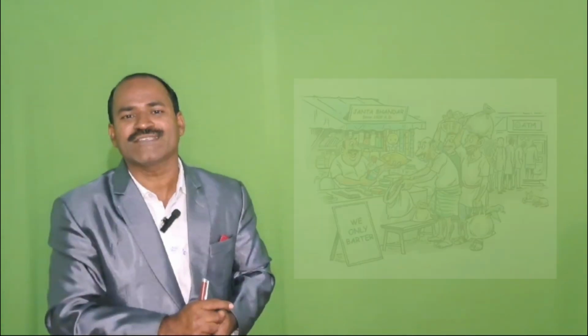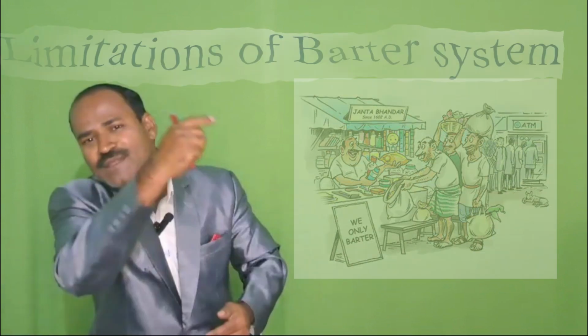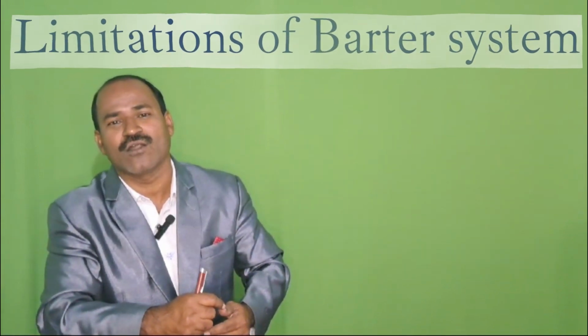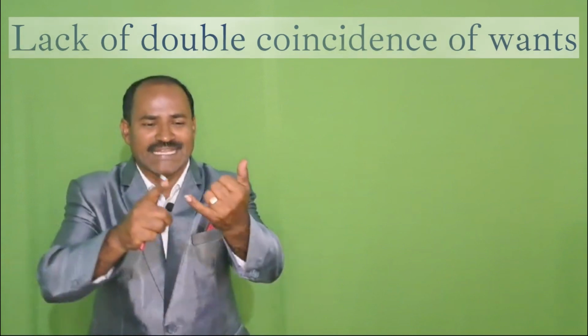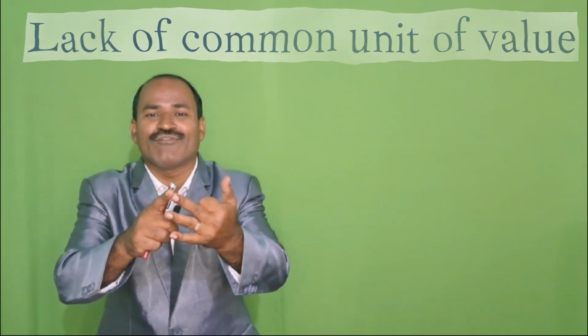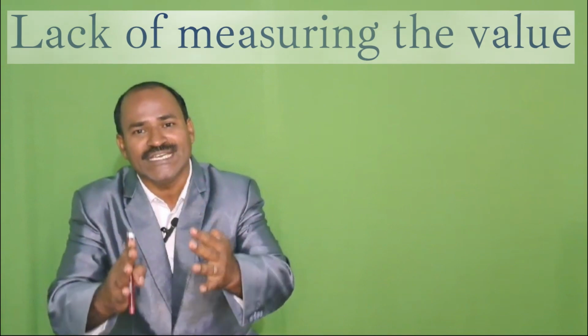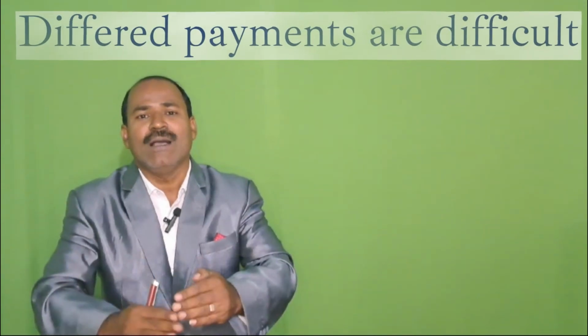There are some drawbacks or limitations in the barter system. That's why it came to an end. Tell me, what are the most important drawbacks or limitations in the barter system? There is a lack of double coincidence of wants, lack of common unit of value, lack of store of value, lack of measuring the values, and lack of standard of deferred payment. So money came into existence.